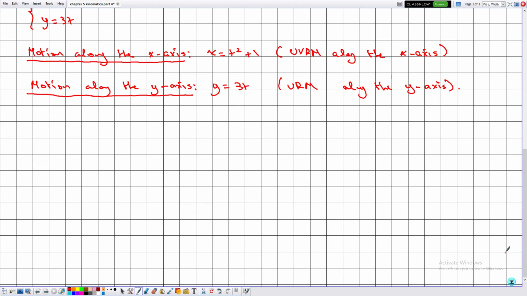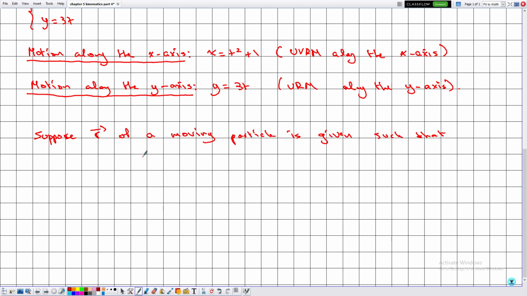So let's say, suppose, okay, of a moving particle M, so we have the position vector r of a moving particle.